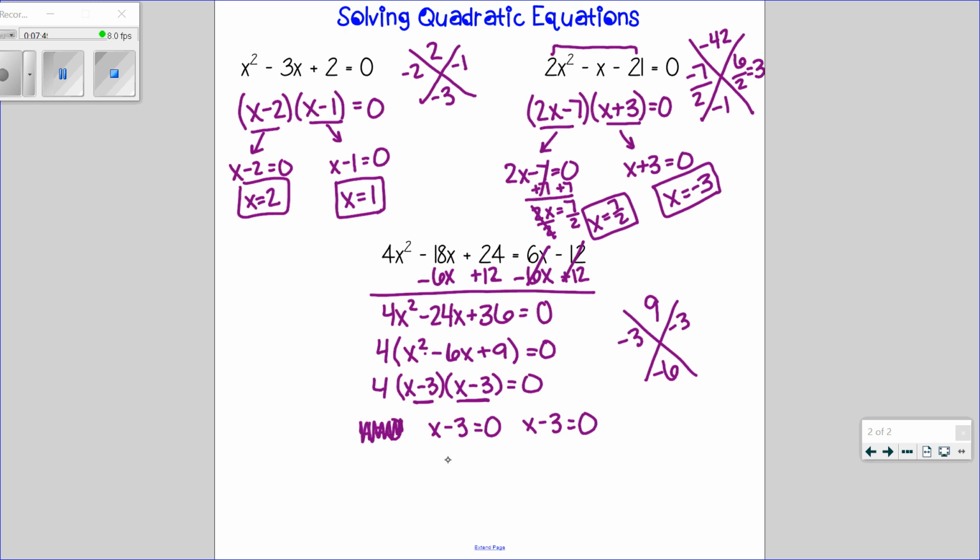Okay, now let's solve these other two. We're going to add 3 to both sides. We get x equals 3 as one answer. And looks like we end up with the same answer as the other one. Now you don't have to write it 2 times, but I would prefer you write it 2 times so that way you know you're always getting 2 answers, sometimes 3. Sweet.